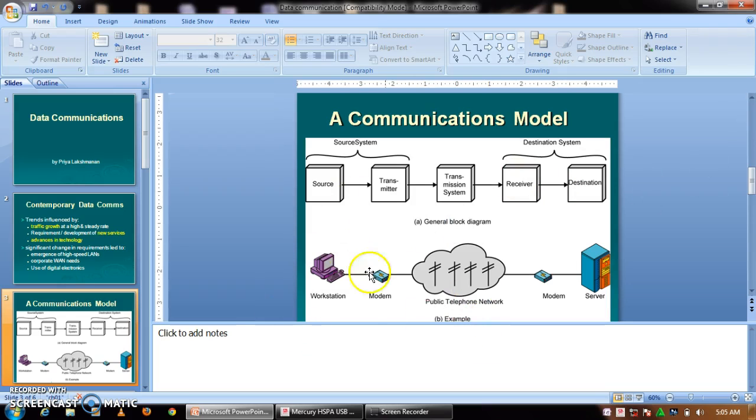For example, a workstation is the source and a server is placed as the destination. The transmission system is a telephone network. In between, the modem is mainly used to carry data from source to destination.